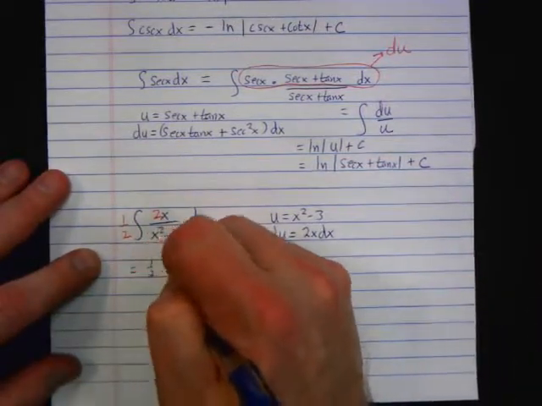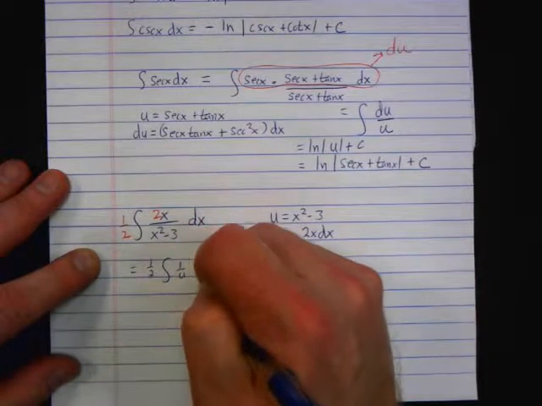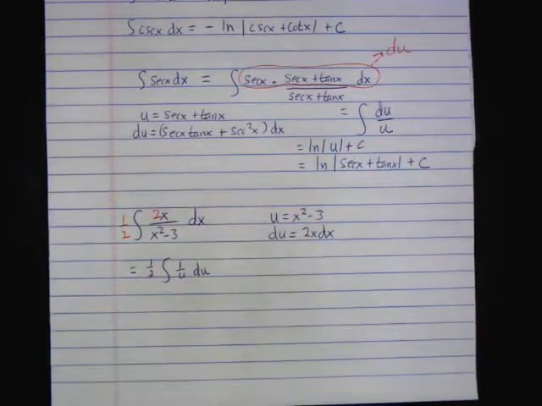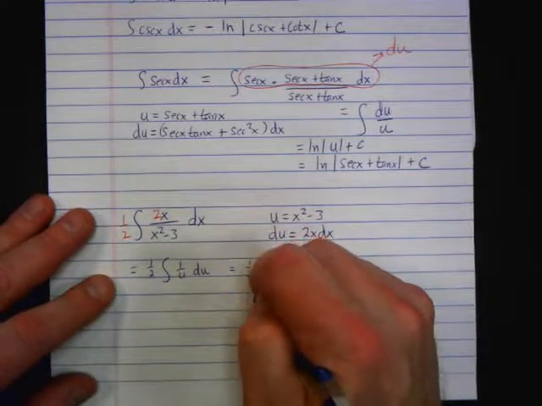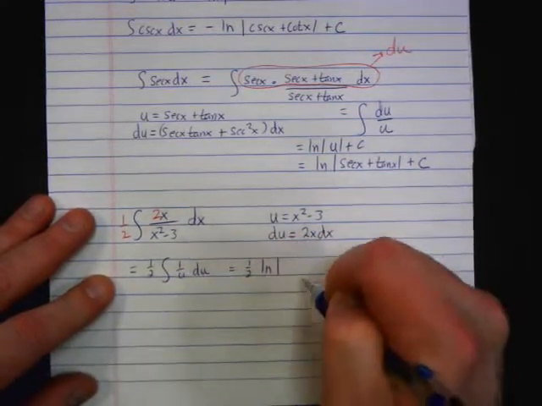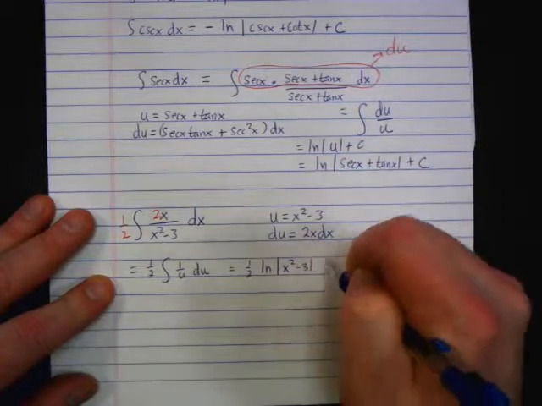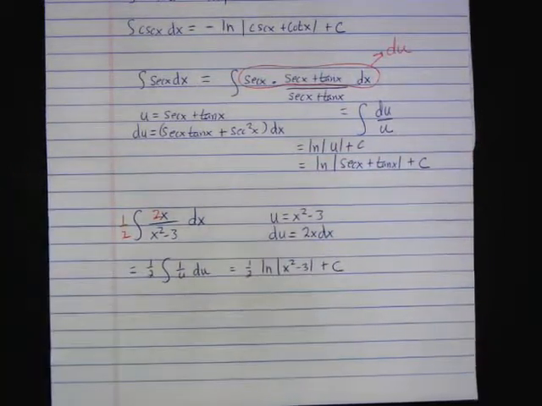That's going to be 1/2 integral 1 over u du. What's the integral of 1 over u? Natural log absolute value of u. That's right. So we're going to have a 1/2 natural log absolute value of x squared minus 3 plus c. Questions on that?